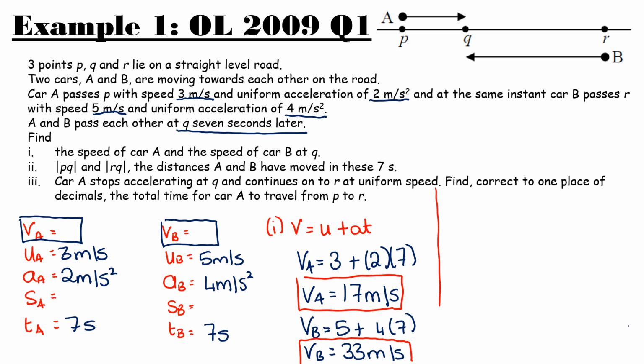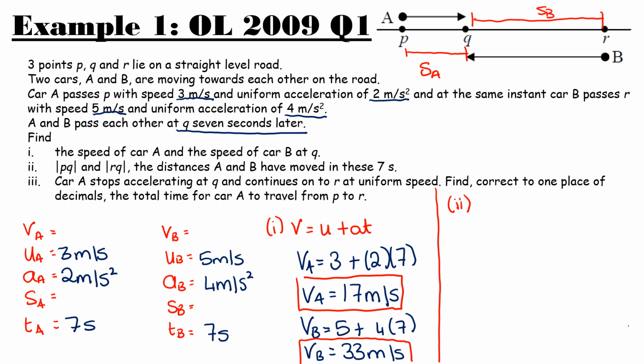Then the next thing they want us to work out is P to Q and R to Q. Looking at our diagram, P to Q is going to be the distance traveled by A, and R to Q is going to be the distance traveled by B. Those two straight lines are telling us that is distance. So we can use the same setup we had before. I'm just now going to add in my v.